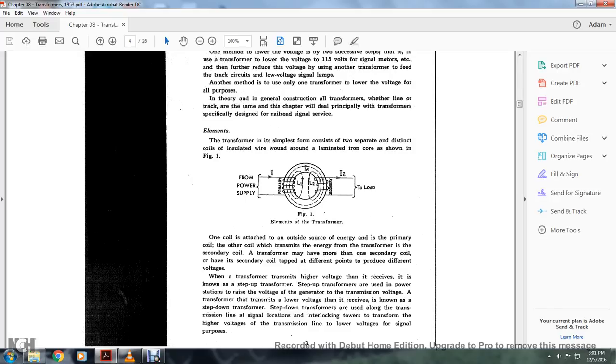When a transformer delivers a higher voltage than it receives, it is known as a step-up transformer. Step-up transformers are used at a power station to raise the voltage of the generator to the transmission voltage. A transformer that delivers a lower voltage than it receives is known as a step-down transformer. Step-down transformers are used along the transmission line and at signal locations and interlocking towers to transform the high voltage of the transmission lines to the lower voltage for signal purposes.